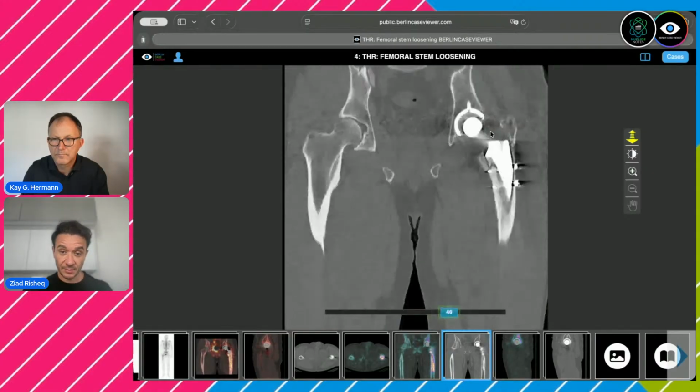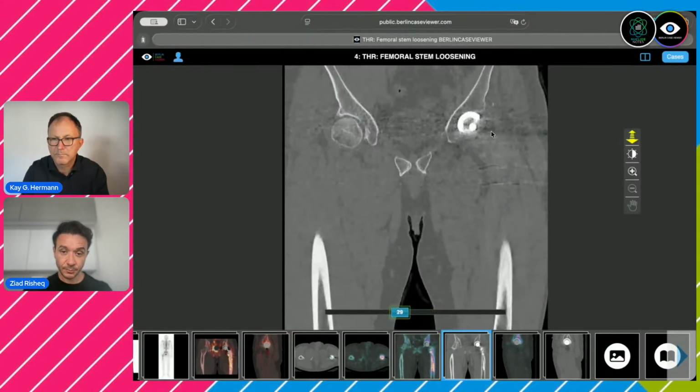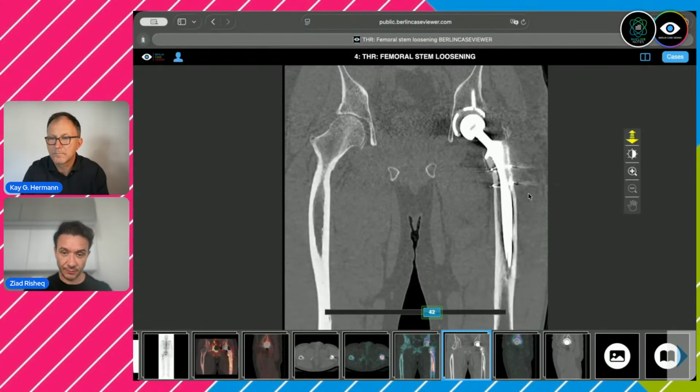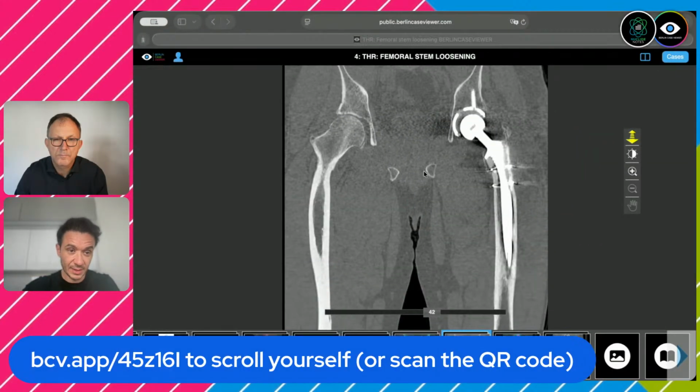Or sometimes you have granulomas that form around the bone prosthesis interface, and you have endosteal scalloping around the bone prosthesis interface. So you get these curvilinear lucencies, and they usually do not show tracer uptake. This is how we see them.